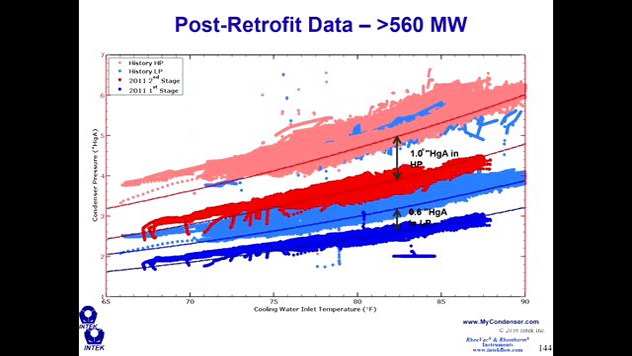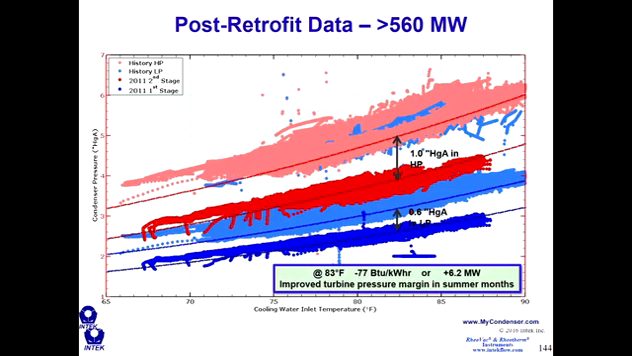And so if we do some trend lines between this data, you can see that over an inch of mercury was reduced in the HP pressure, over 0.6 of an inch was reduced in the LP pressure, and that corresponded to about an 80 BTU per kilowatt hour permanent decrease in their unit heat rate, or an additional 6 megawatts in their summertime.